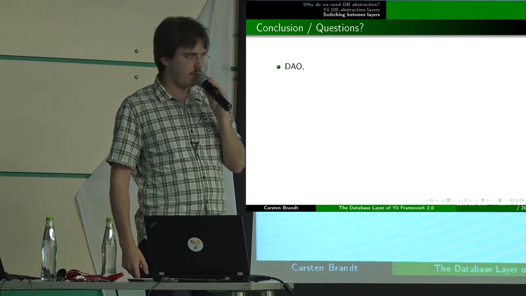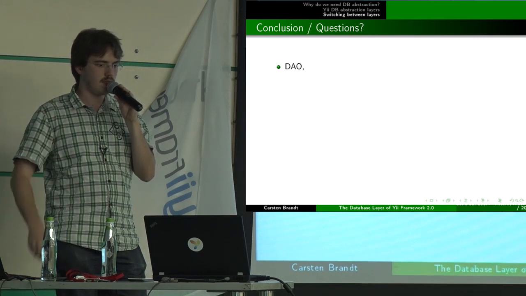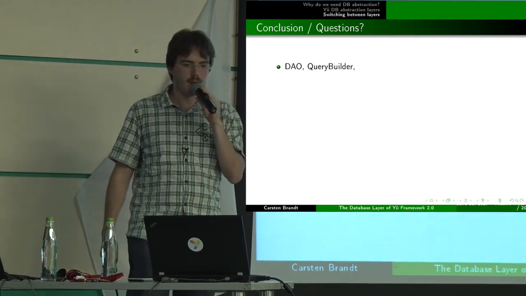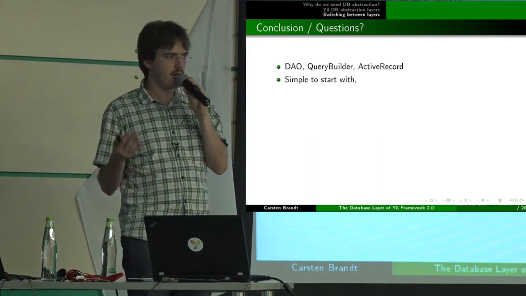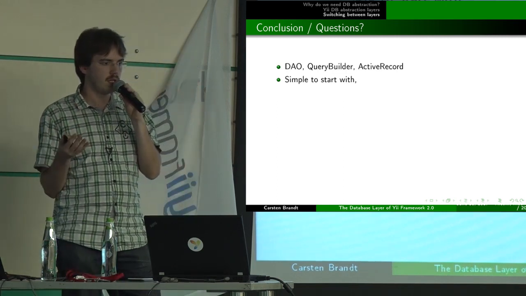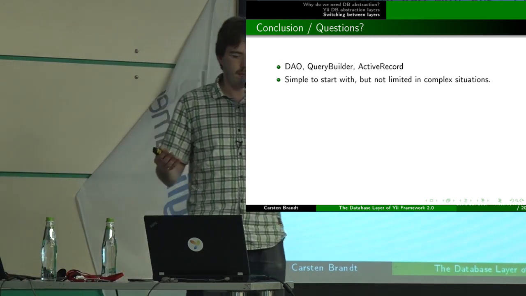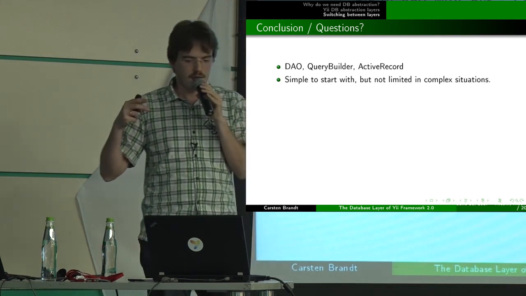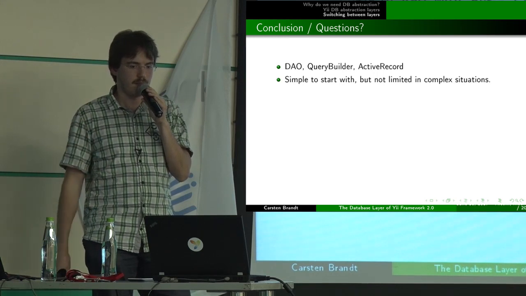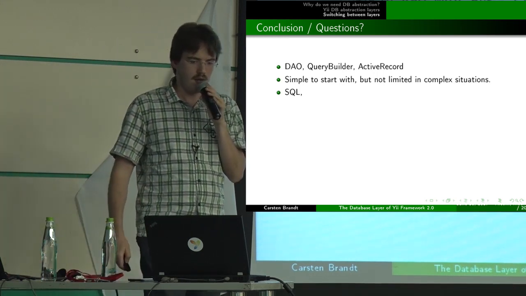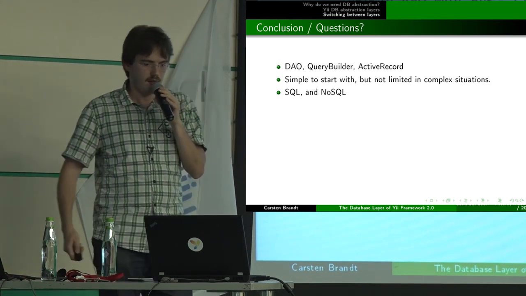Okay, so we have seen the database layers. So we have 3 layers. It's database access objects, query builder, ActiveRecord, and it's simple to start with. The design is made to be as simple as possible, but also not limited to complex problems. So when implementing this, we paid attention to make it as easy as possible, but also as extensible as possible. Yeah, it's possible to use this on SQL, also on NoSQL, and I think that's it.